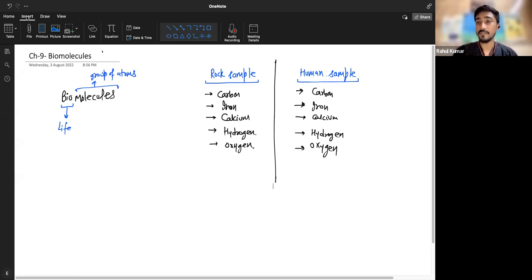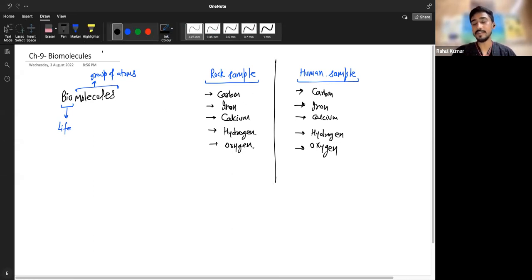So it's always the concentration, if it's not the composition. And that's exactly what happens in living systems: carbon, oxygen, hydrogen, and one more thing, nitrogen.